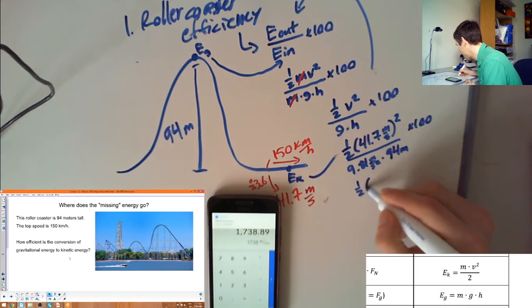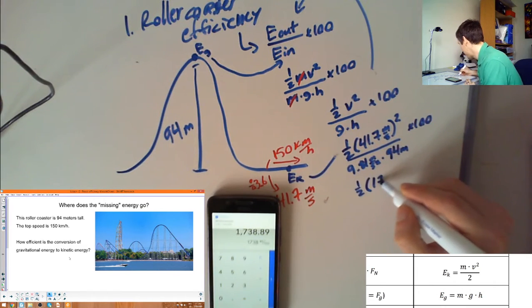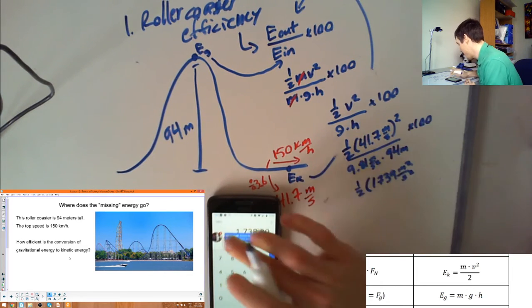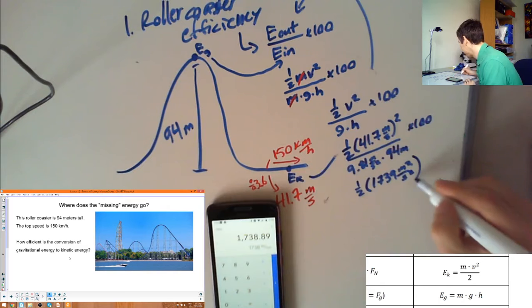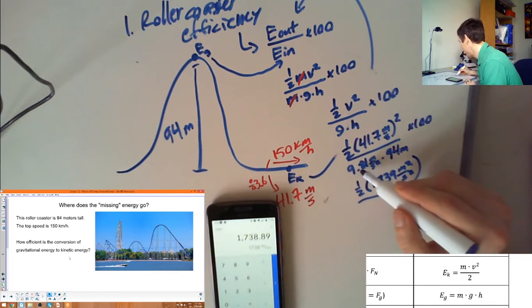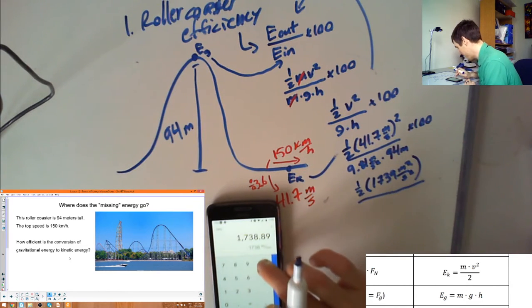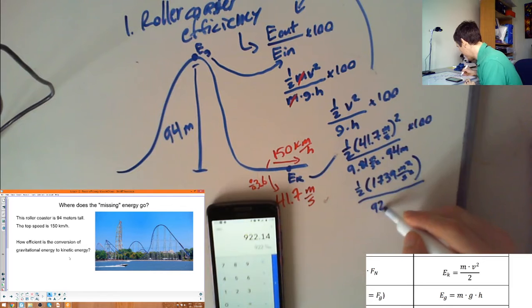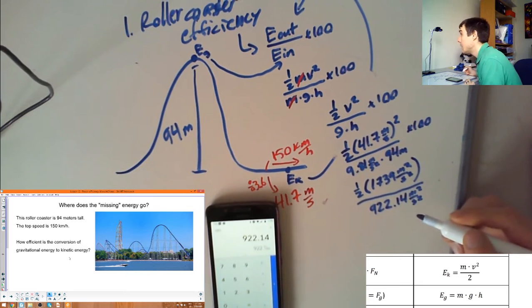So 1/2 of 1,739 meters squared per second squared, over, and then 9.81 times 94, so 9.81 times 94 is 922.14 meters squared per second squared, right, times 100.